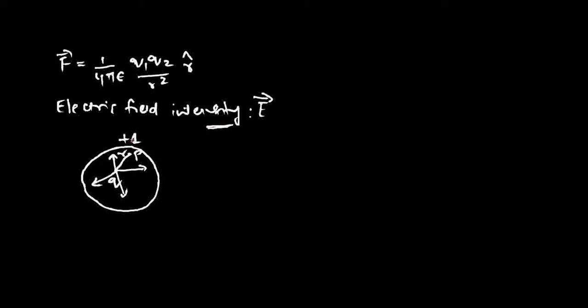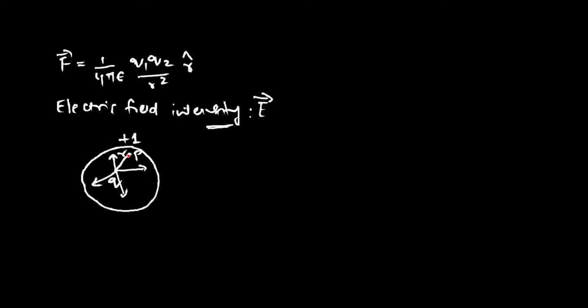Okay, so put a unit positive charge and then find the force of attraction or repulsion between these two charges. So we can define electric field intensity as the force experienced by unit positive charge placed at that point P. Right? So if you put a unit positive at that point P, then the force experienced by unit positive charge at that point P is nothing but the electric field intensity at that point P.